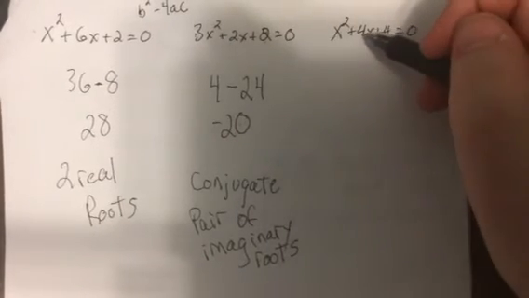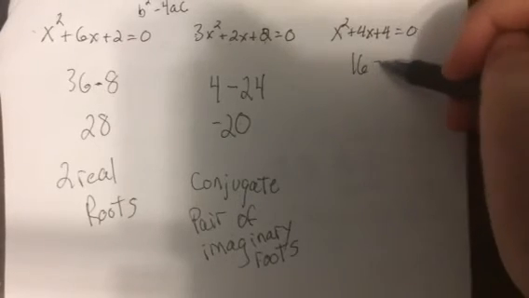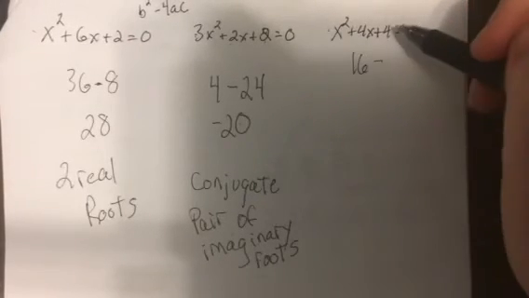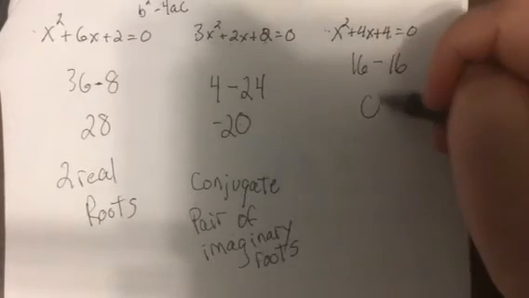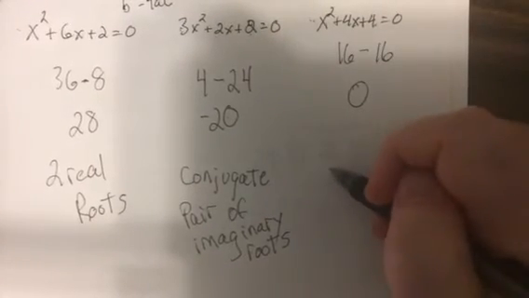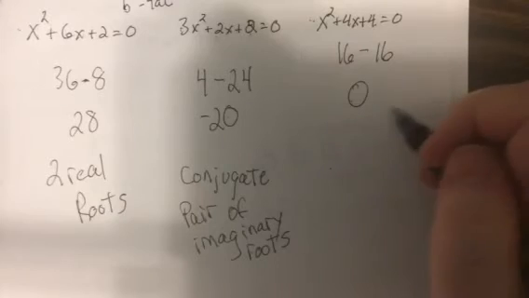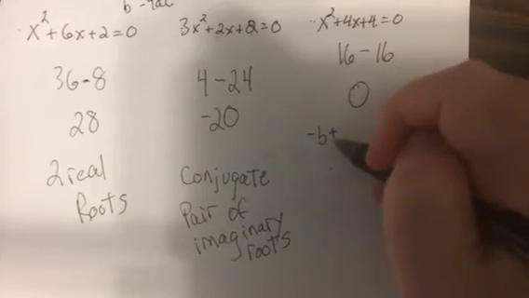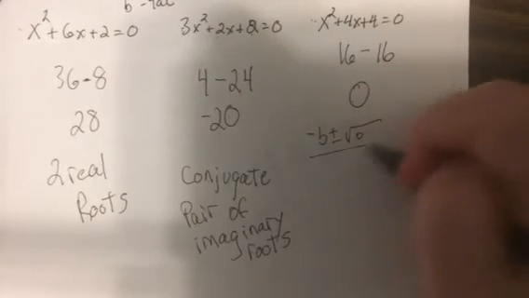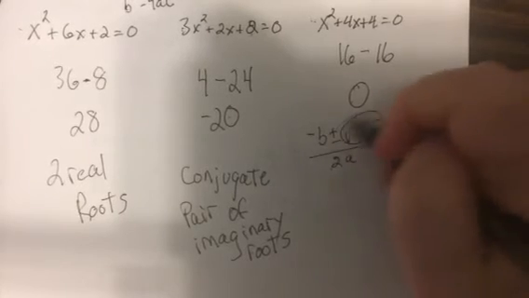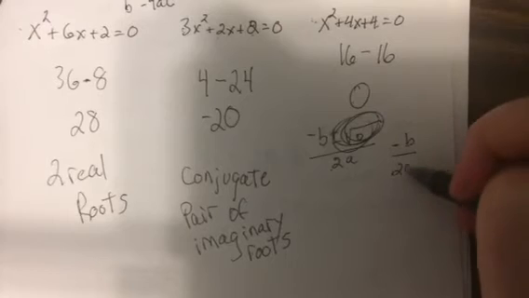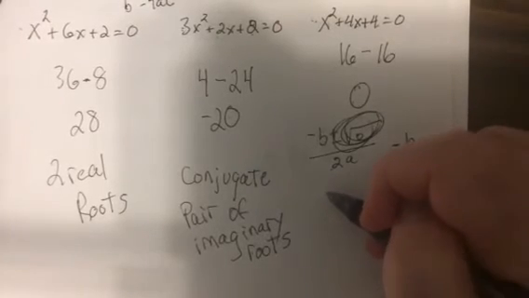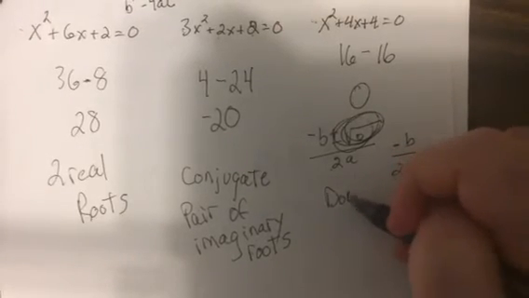So let's find the discriminant. B squared, that'd be 16, minus 4ac. 4 times 1 times 4 is 16. Oh, and that means 0, which means the square root drops out. So negative b plus or minus the square root of 0. This drops out. So you just have negative b over 2a. That's a fraction. So it's a double rational root.